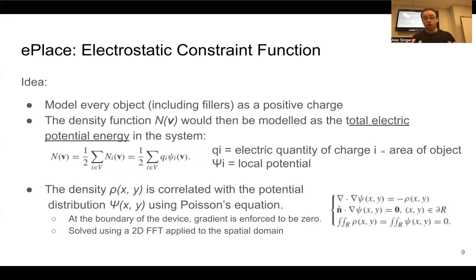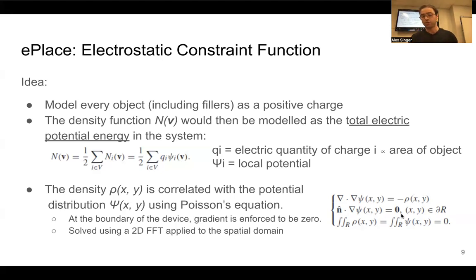And we can solve this equation by correlating the density to psi using Poisson's equations on the right. These are a little bit confusing, but basically they're a way of translating your density, where the atoms are located physically, into this electric potential energy. This is a boundary condition, which says that the gradient on the boundary of the device is 0.